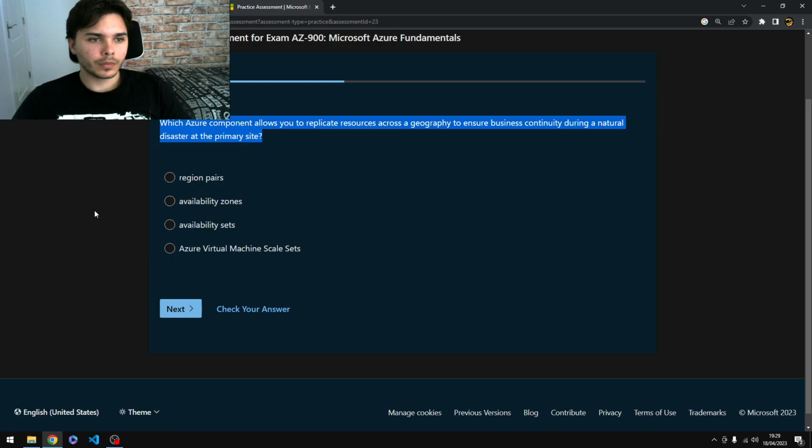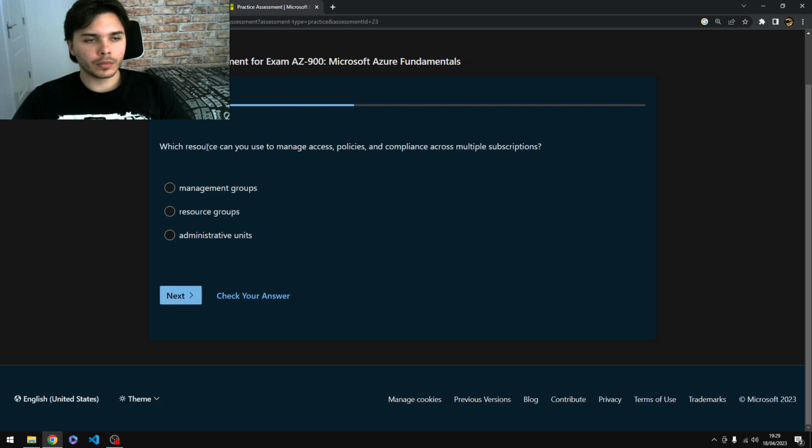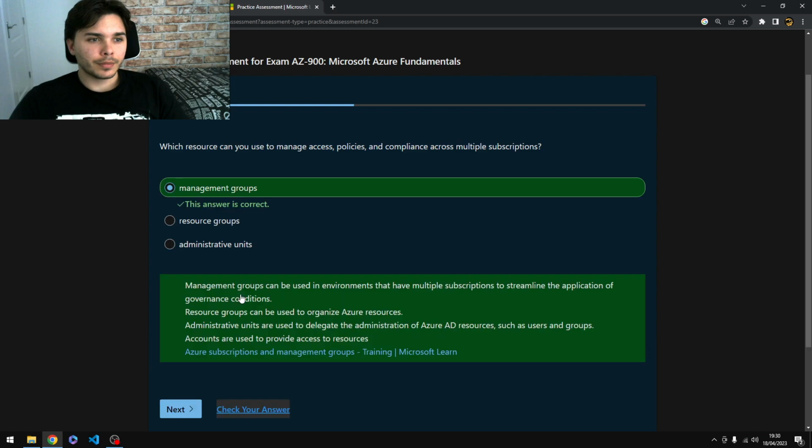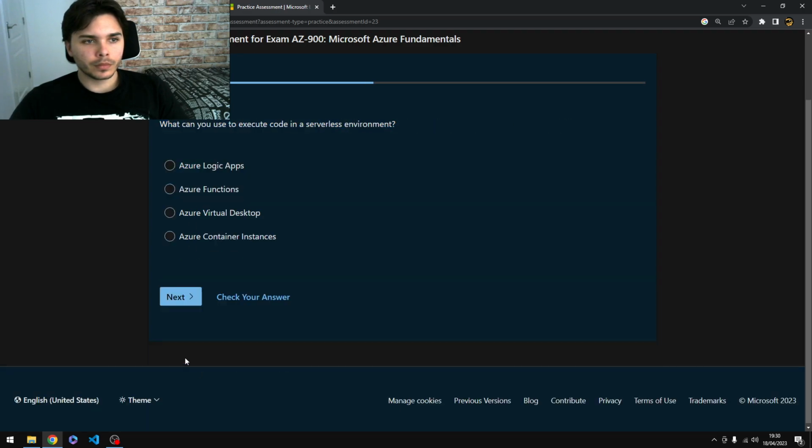Which Azure component allows you to replicate resources across a geography to ensure business continuity during a natural disaster at the primary site? Which resource can you use to manage access, policies, and compliance across multiple subscriptions? Which two Azure resources can make use of availability zones? Each correct answer presents a complete solution.